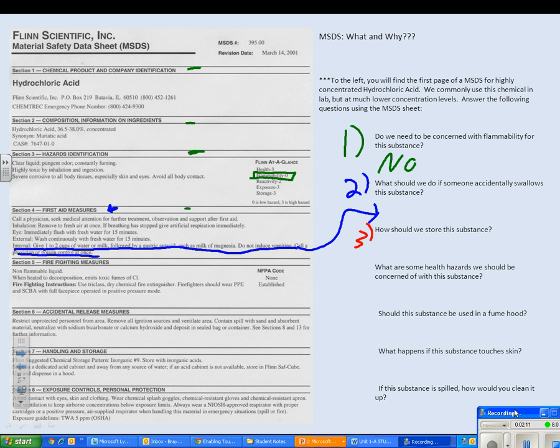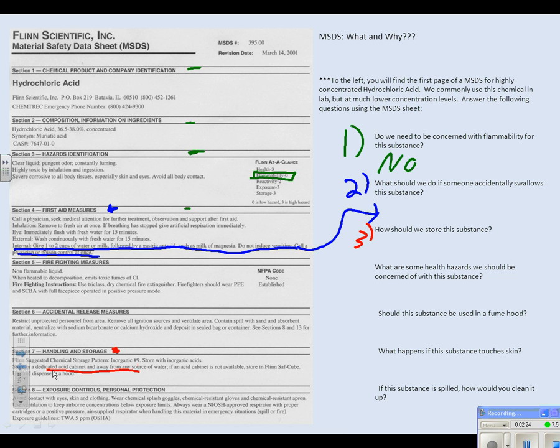Number 3, how should we store this substance? Go to section 7, handling and storage. And it says store in a dedicated acid cabinet away from any source of water. So I would put that answer right here. So this is all just this big search and find.